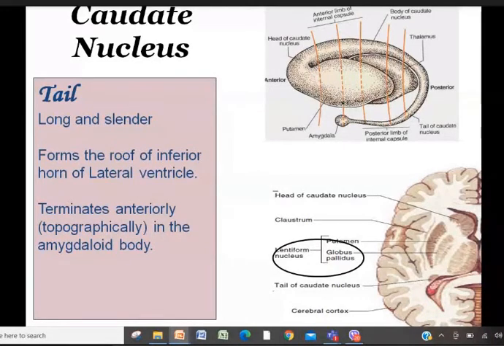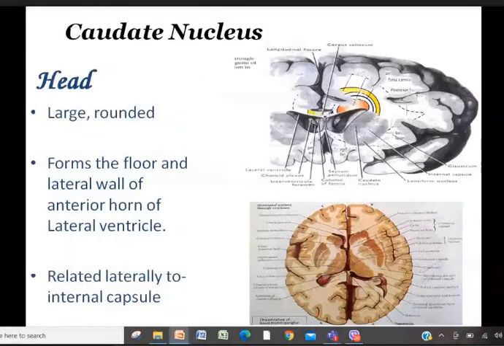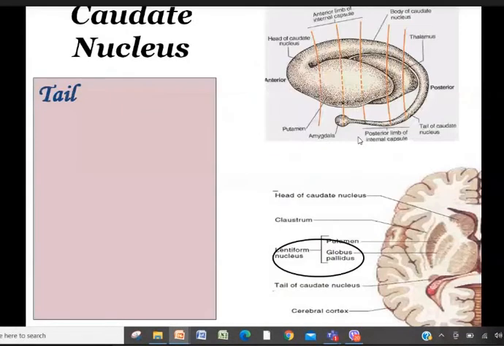What about the anterior horn of the lateral ventricle? It is formed by the head of the caudate nucleus. Please memorize this.